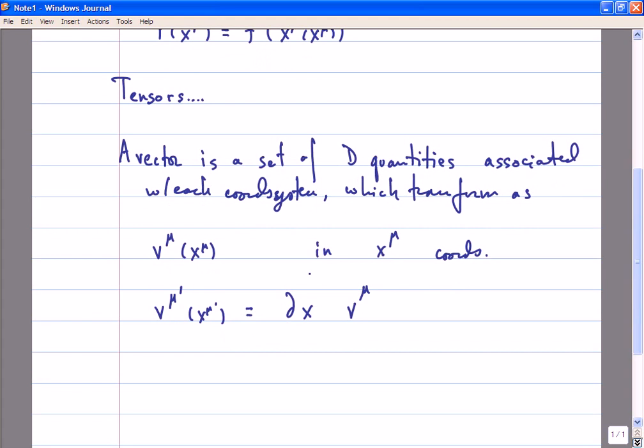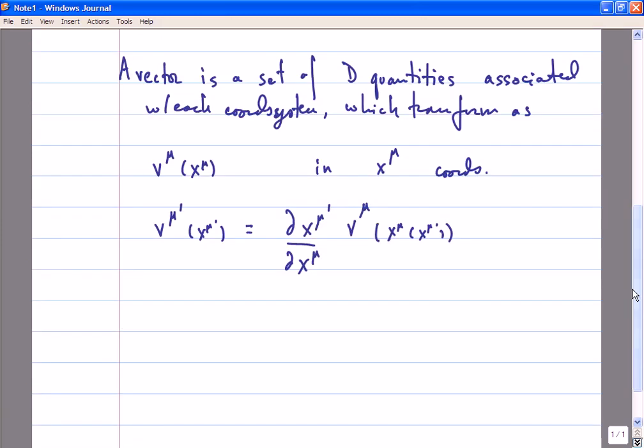So ∂x^μ'/∂x^μ times v^μ, summed over μ from 0 up to 3 or from 1 up to d, depending on the dimension of your manifold and what conventions you're using for the value of the index μ. And v^μ here, of course, is a function of the x^μ's, which can be regarded as functions of the x^μ', of course.